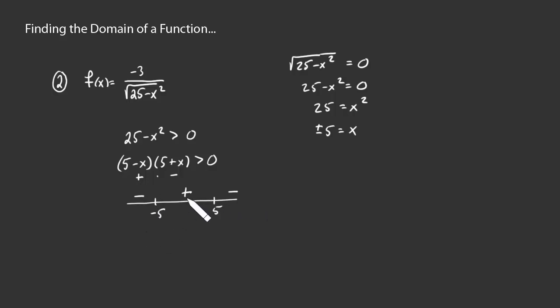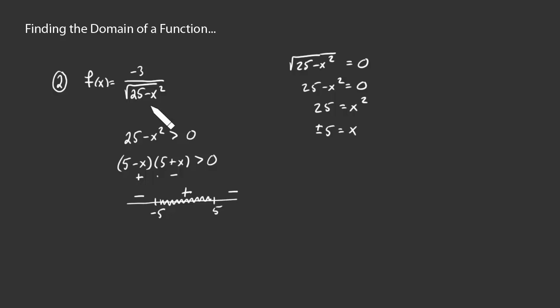Now, which ones of these do we wish to keep? Which intervals here do we wish to keep? We want the products that are greater than 0. So the positives. We don't want these. We want these. And we don't want these. And we don't actually want the -5 or the 5. Not so much, again, because it would cause a problem in taking the square root.